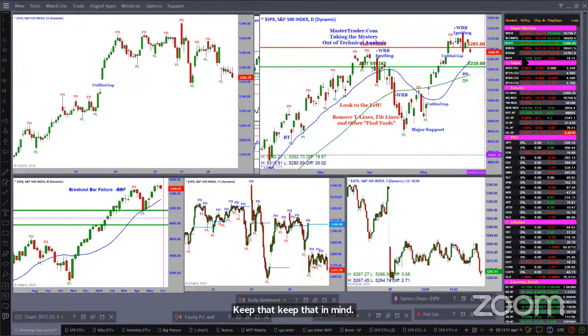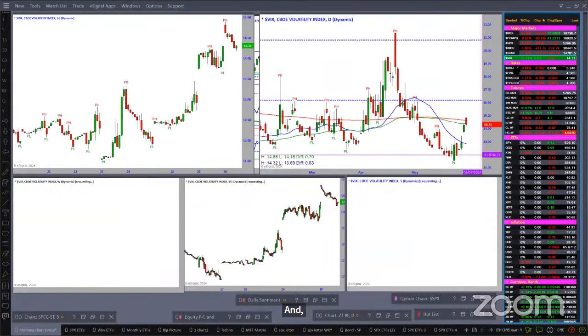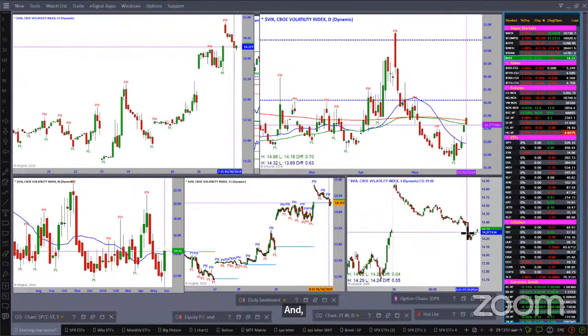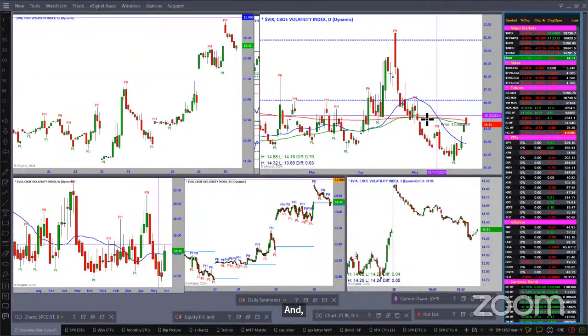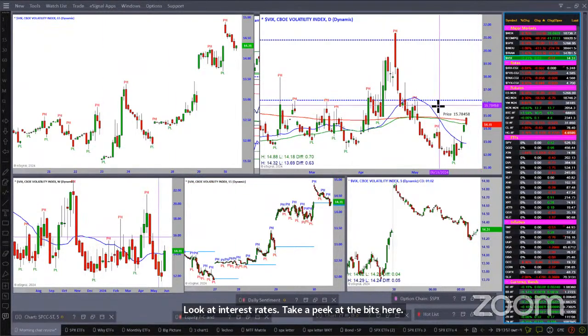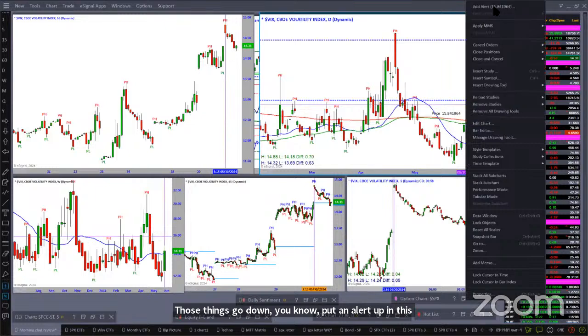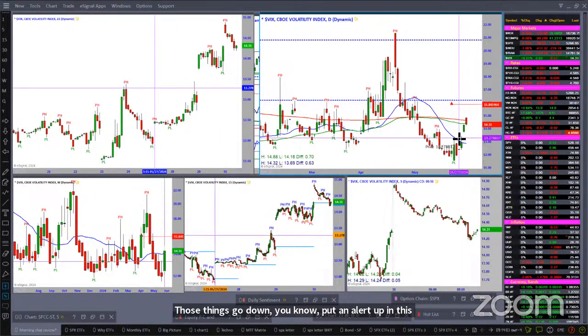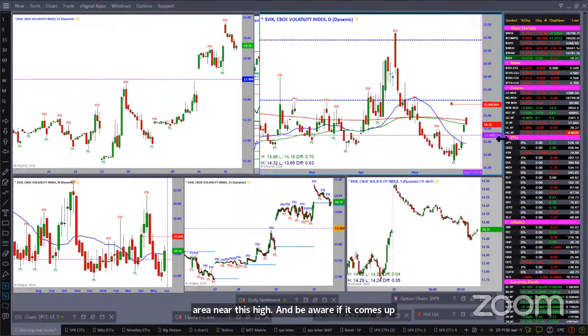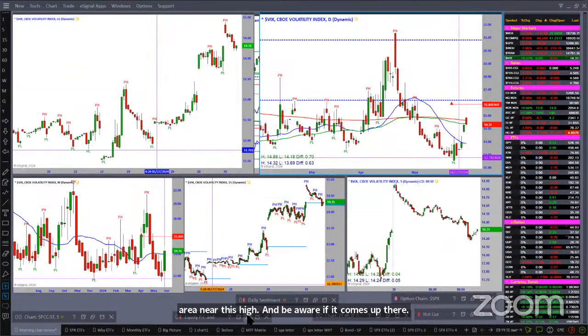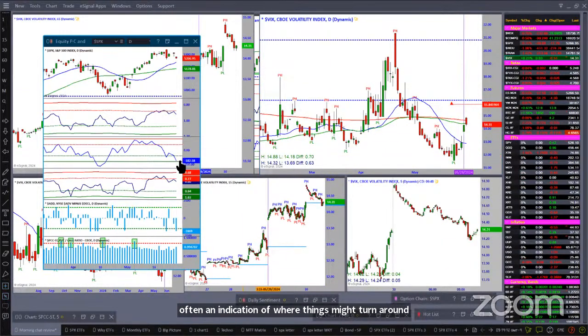We looked at interest rates. Take a peek at the VIX here, coming back off into this little congestion. As things go down, put an alert up in this area near this high and be aware if it comes up there. That's often an indication of where things might turn around. Internals are getting down to a point where the markets should attempt to bounce.